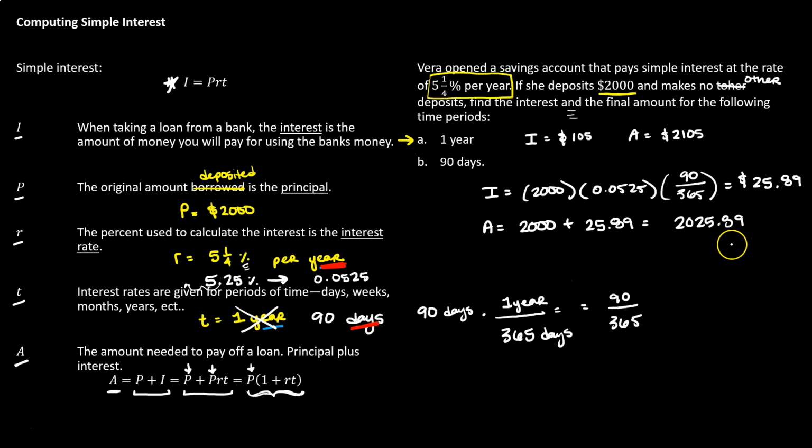So when you're computing simple interest, it is as straightforward as finding the values and plugging them into the formula, with the caveat that if the interest rate time frame does not match the amount of time we're calculating interest for, we need to convert them so that they do match. Otherwise, this formula will not work.